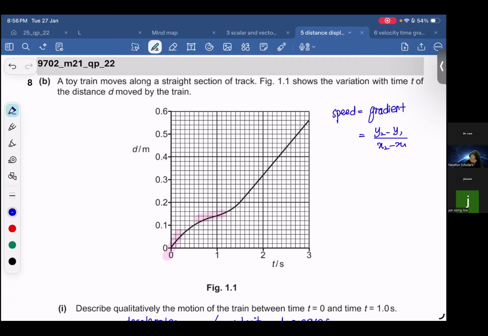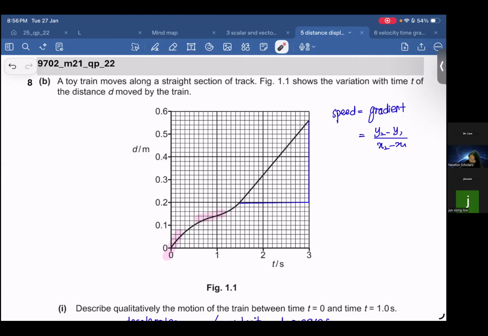So we can draw a triangle for the straight line path. Okay, I can draw using any point, as long as it is within the straight line here. Because any point that I use and I draw the triangle, I will get the same answer. Straight line showing constant gradient. The gradient will be constant.